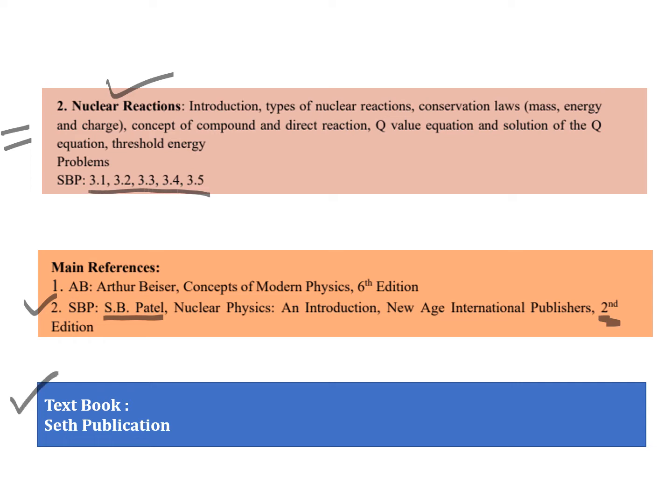Those students who are afraid of physics can go through the SET publication. It is sufficient for understanding. If you are interested in physics, then please go through these books: S.B. Patel, and you can also go through Arthur Beiser. Arthur Beiser is one of the best books for understanding physics. Remember that this is also a good book, Arthur Beiser.